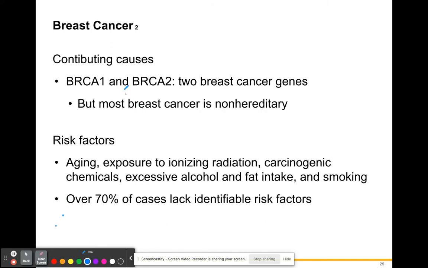Okay, contributing causes of breast cancer. There are 2 major genes being researched, the BRCA1 and BRCA2 genes, which we know cause breast cancer when they have mutations. Most breast cancer is non-hereditary, but there are forms of hereditary breast cancer. If you have family members that have or have had breast cancer, you do run a higher risk. Risk factors of breast cancer: aging, exposure to radiation, carcinogenic chemicals. This is basically risk factors for any kind of cancer, not just breast cancer. Excessive alcohol and fat intake, smoking. Over 70% of cases lack identifiable risk factors. So it's not like smoking, where you run a very high risk of lung cancer. Breast cancer isn't necessarily like that, in the sense that we know to stay away from certain things because they directly lead to breast cancer.